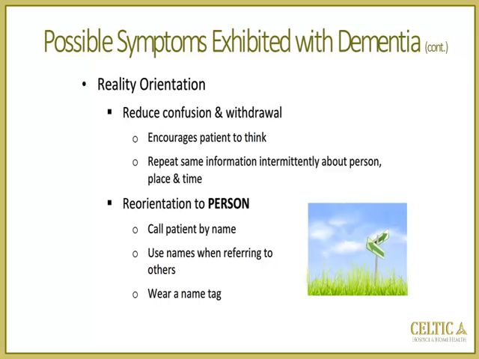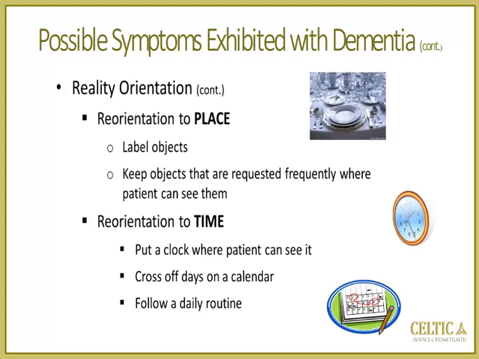Reorientation to person: try to call the patient by name as much as possible. Use names when referring to others, and wear your name tag so that the person knows you, knows your name, and who you are. Some issues with reality orientation are orientation to place. Make sure you're labeling objects, keeping objects that are requested frequently where the patient can see them and know where they are.